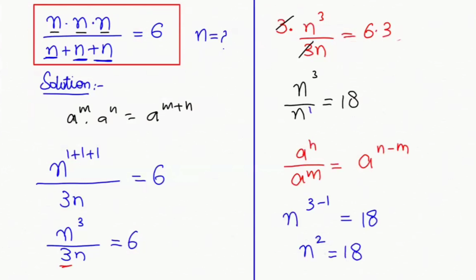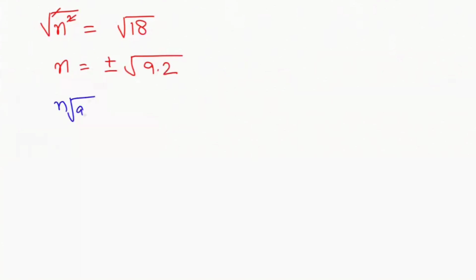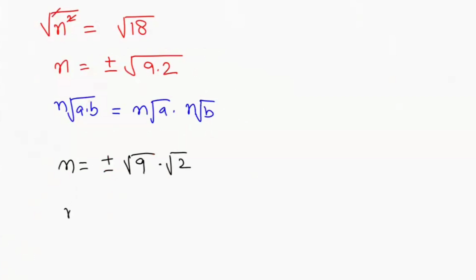Now I want to remove this power, so I am going to take the root on both sides. The square root and the square get cancelled. So n equals plus minus root 18, and inside the root 18, I am going to write 9 times 2. Now we apply the radical property: the nth root of a times b can be written as the nth root of a times the nth root of b. So n equals plus minus root 9 times root 2, and this will be n equals plus minus 3 root 2.